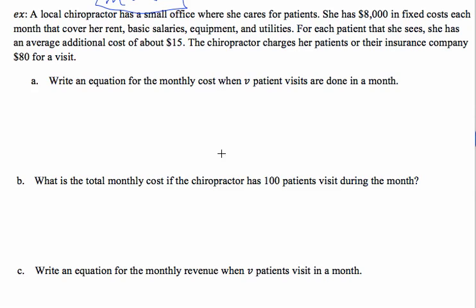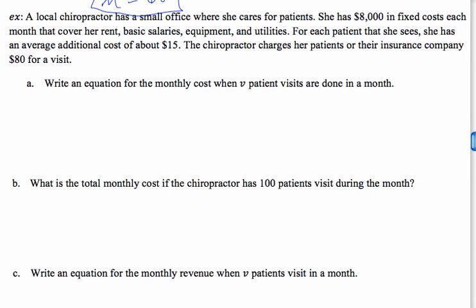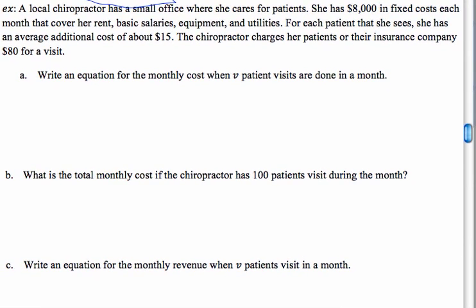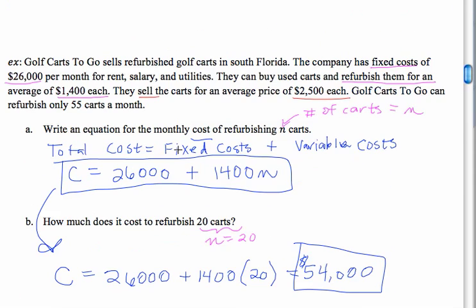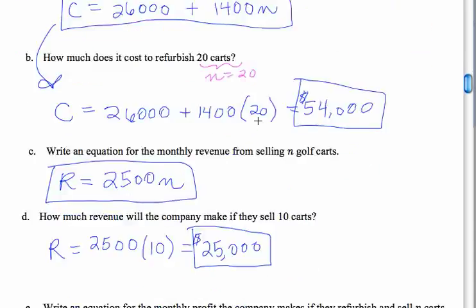Now, remember this, you're the business owner, okay? You're the chiropractor, so this means cost to you, the business owner. So what is the monthly cost to you if patient visits are done in a month? Remember there's two kinds of cost, fixed and variable. Let's scroll back up here. This is an important equation. I should probably put some stars, highlight it, circle it, whatever. Total cost equals your fixed cost plus your variable cost, okay? So we'll figure out both of those and add them together.